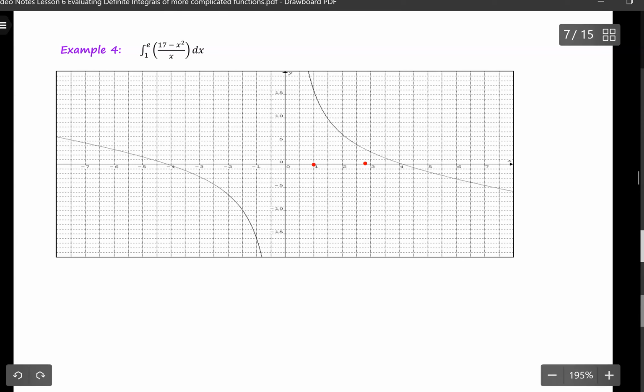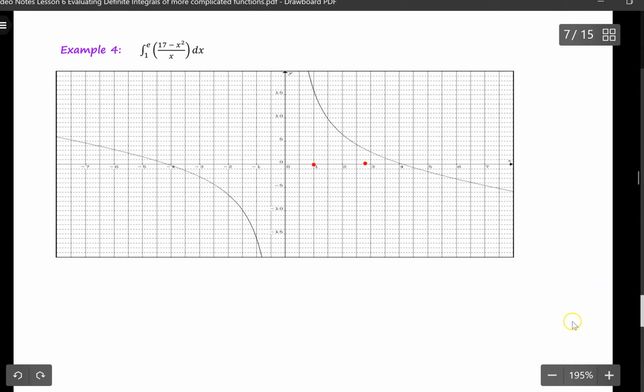Hello everyone. In this video, I would like to go over this example right here, evaluating the area between 1 and e of this function, and providing the graph of this function, which is equal to 17 minus x squared over x. And I sketch the graph for everyone and also identify the upper and the lower limit in this case. What we have in this case is the upper limit as e.